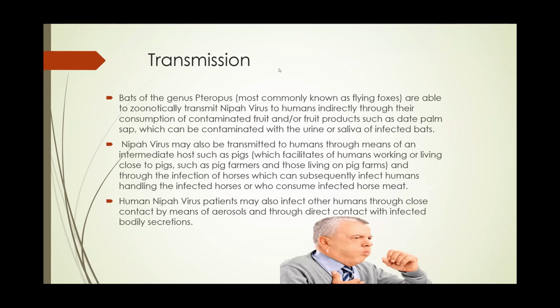Bats of the genus Pteropus, which are most commonly known as flying foxes, are able to zoonotically transmit Nipah virus to humans indirectly through their consumption of contaminated fruit and/or fruit products, such as date palm sap, which can be contaminated with the urine or saliva of infected bats. Nipah virus may also be transmitted to humans through means of an intermediate host, such as pigs, which facilitates humans working or living close to pigs, such as pig farmers and those living on pig farms, to be infected, and through the infection of horses, which can subsequently infect humans that are handling the infected horses or who consume the infected horse meat. Human Nipah virus patients may also infect other humans through close contact by means of aerosols and through direct contact with infected bodily secretions.